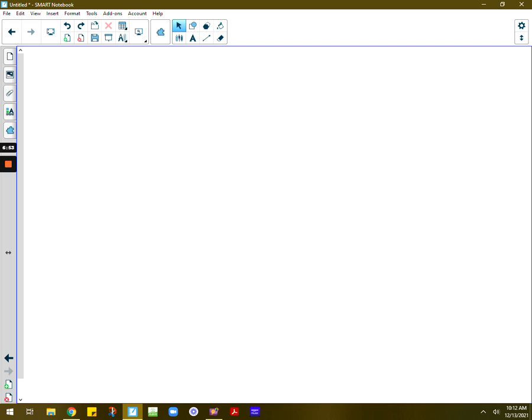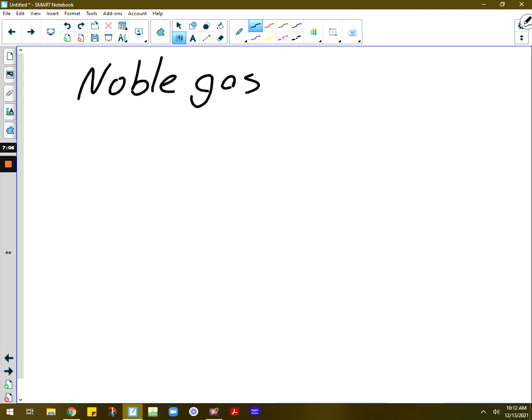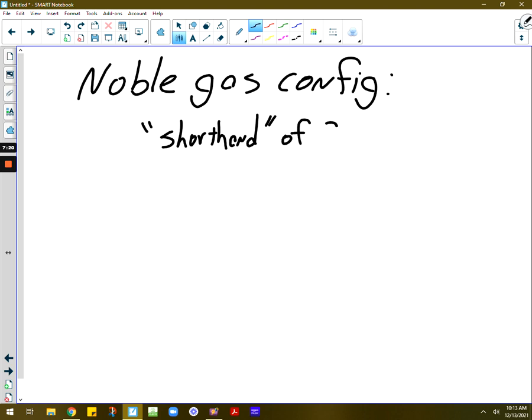Noble gas configuration. Okay, cool. So talking about the different kinds of electron configuration, the one that does seem to give people a hard time is the noble gas config. And keep in mind for the noble gas config, it's kind of the shorthand or the short form of a full electron configuration.